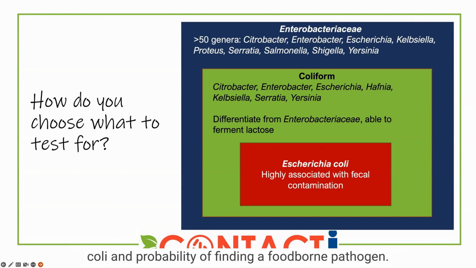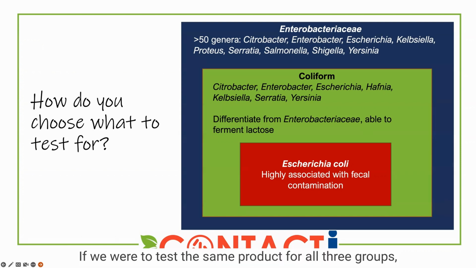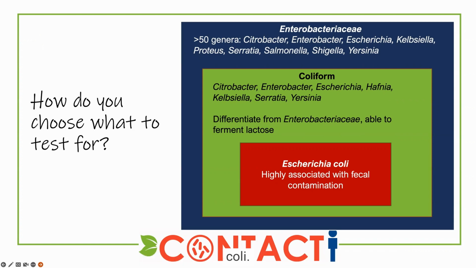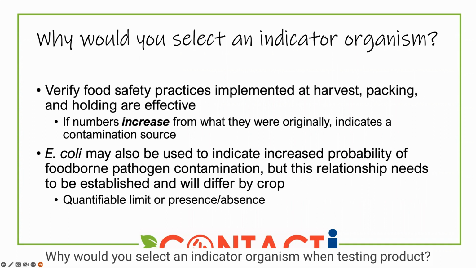coli and probability of finding a foodborne pathogen. If we were to test the same product for all three groups, we would expect the largest populations on total Enterobacteriaceae assays and coliforms, followed by E. coli. Why would you select an indicator organism when testing product?